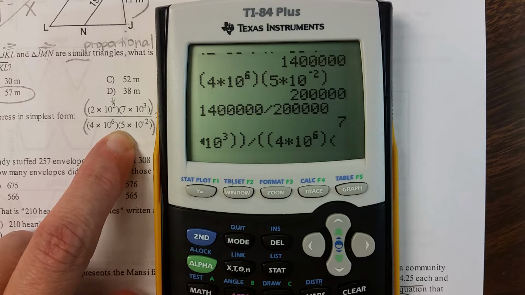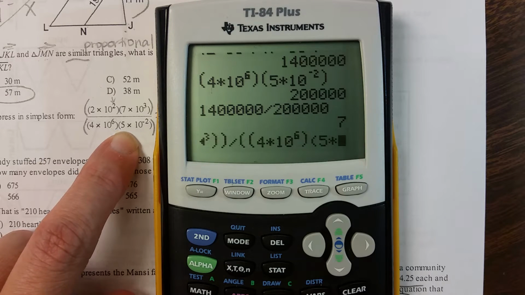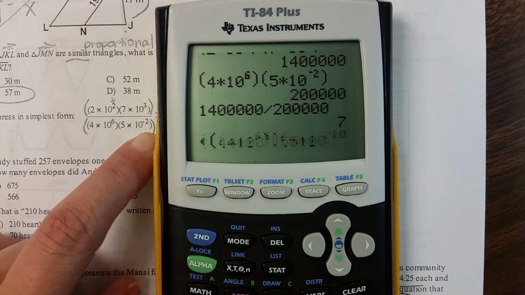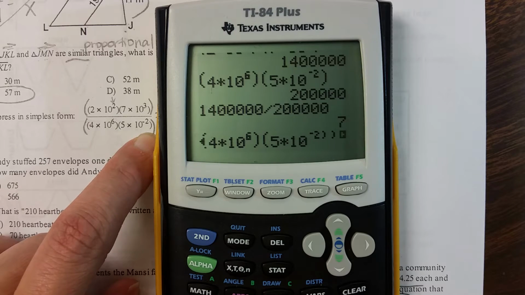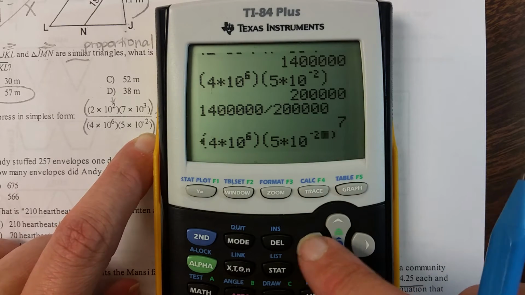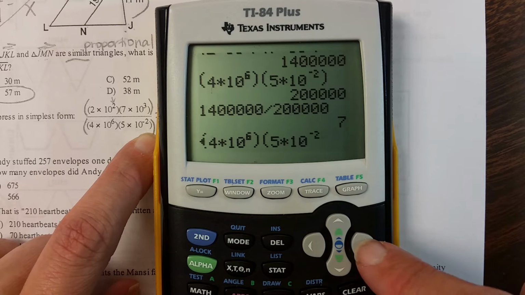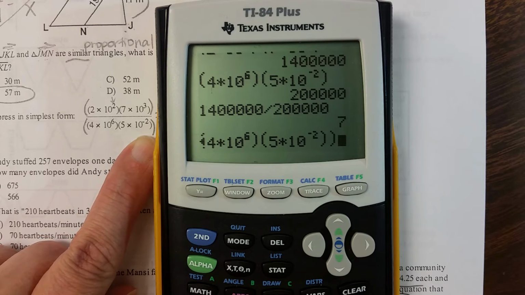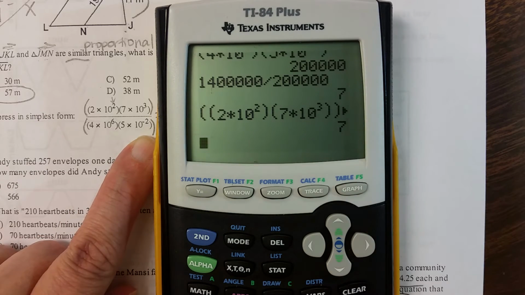Then open parentheses, 5 times 10. Use my little caret button to raise to, and I'm going to type in -2. Close parentheses, close parentheses. Oops, notice I did it again. I have those two little parentheses. So I'm back up and delete those. Remember to arrow over and then close my parentheses. There we go. And then hit enter. Notice my answer is 7.